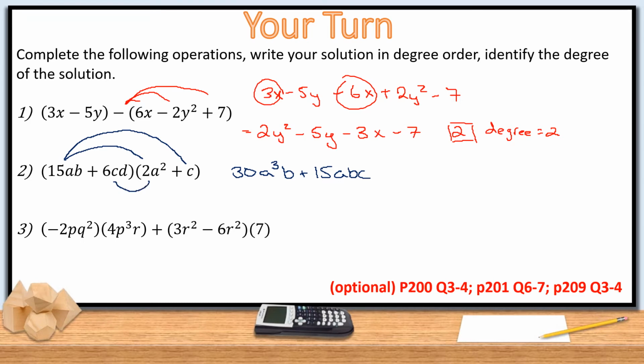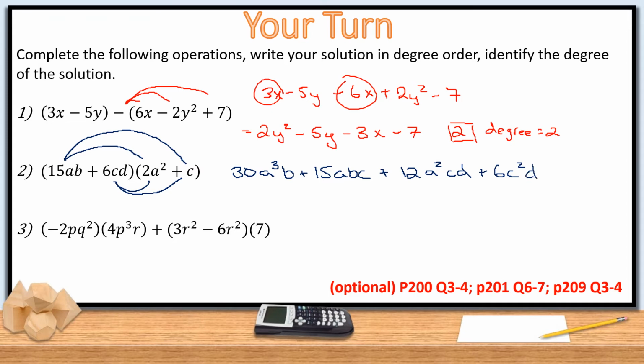6cd times 2a squared. So we get 6 times 2 is 12. Now you don't have to put the letters in alphabetical order, but it's a kind of a nice habit to get into. So we'd have an a squared because it doesn't combine with c or d, and then cd would tuck in at the end. And then finally 6cd times c is 6. Now c times c is c squared, and then there will be a d at the end still.